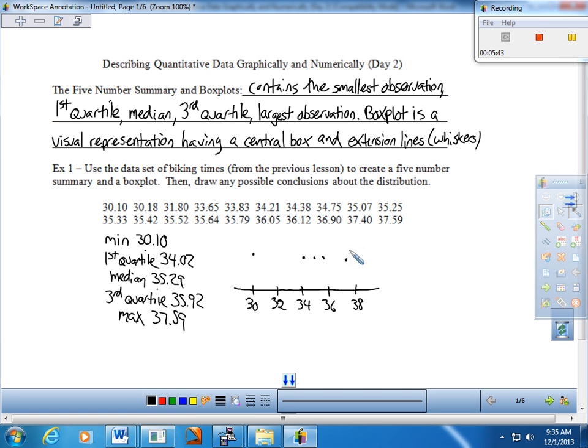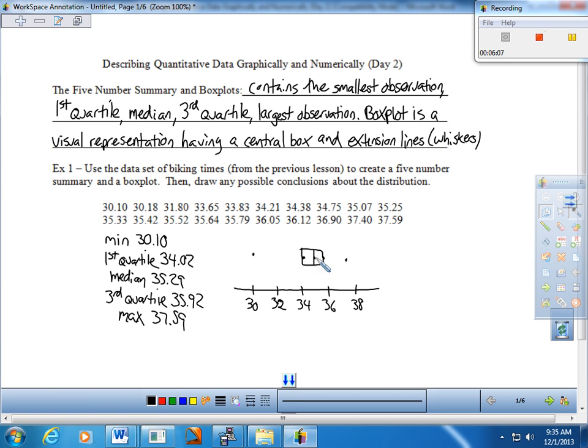And now what we want to do is create a box around the central component. So remember the IQR yesterday? That would be the difference between here and here. So let's go ahead and create a box around those values, the first quartile and the third quartile. The median, which actually happens to be the second quartile, would be right in there.